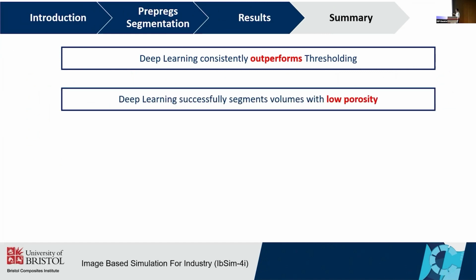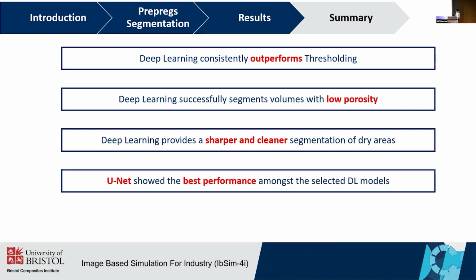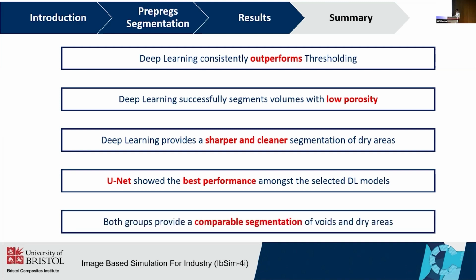Also, deep learning successfully segments volumes with low porosity. Deep learning provides a sharper and cleaner result, with clear segmentation of dry areas, as we have just shown. UNet was the best model among the studied models. And finally, both groups, expert and non-expert, provide a comparable segmentation of voids and dry areas, despite the differences observed in the dry area edges.